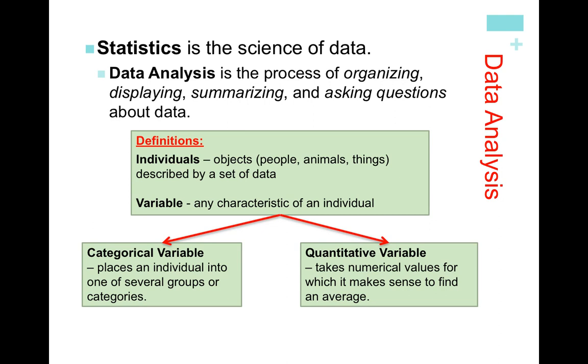So for example, if we were talking about grade level, we would talk about you being in 9th grade, 10th grade, 11th grade, or 12th grade. And while that's a number value, it's actually going to be here a categorical variable because you're putting an individual into a category based on grade level. And it wouldn't make sense to find the average grade level of students in this class, for example.